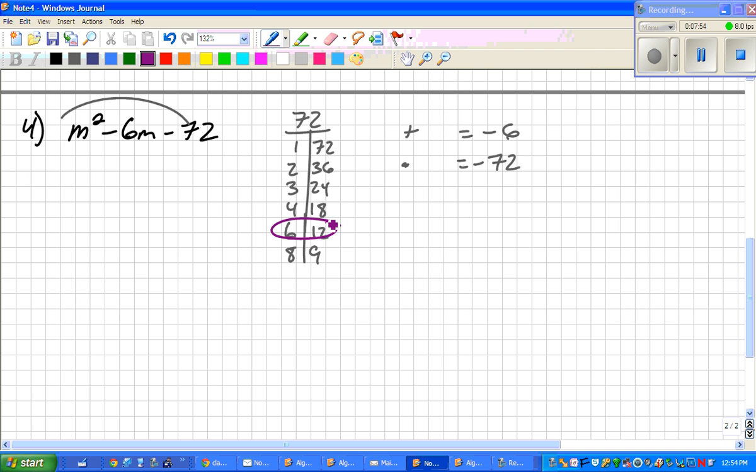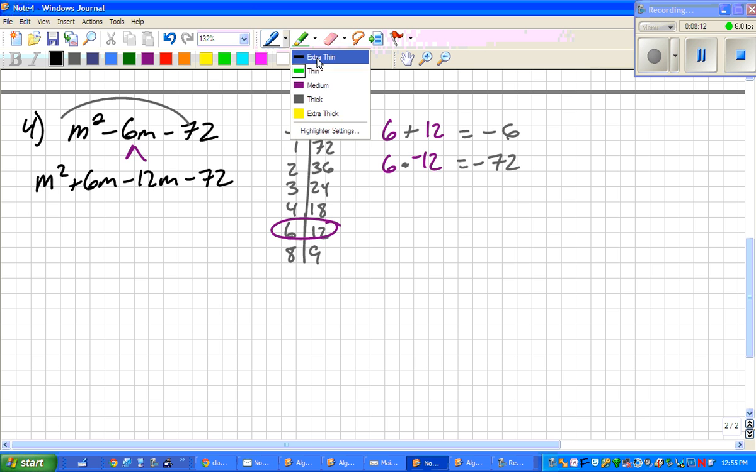Okay? We should get 6 and 12, and it's going to be a negative 12. So we split the middle term, m squared plus 6m minus 12m minus 72. And now guys, this is where I'm going to do the box, okay?